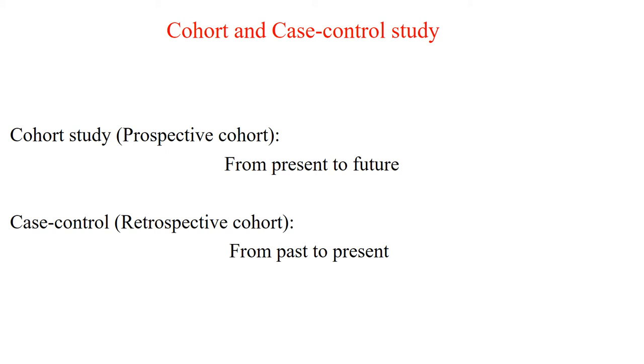Now it is very clear that in the prospective cohort, you have to find out the future outcome, and in the retrospective cohort study you already know the outcome and you just check their past characteristics and find out the reasons why this outcome has developed.